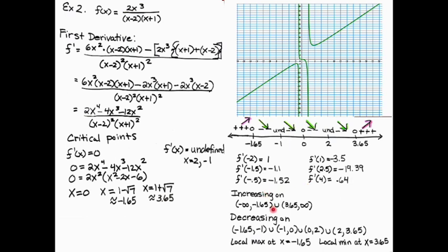So down here I listed the intervals of increase and decrease and the local max and local min. Now when you put your intervals for increasing and decreasing in your homework on XYZ, you have to put that union symbol in there, and that will show up in your symbol palette.